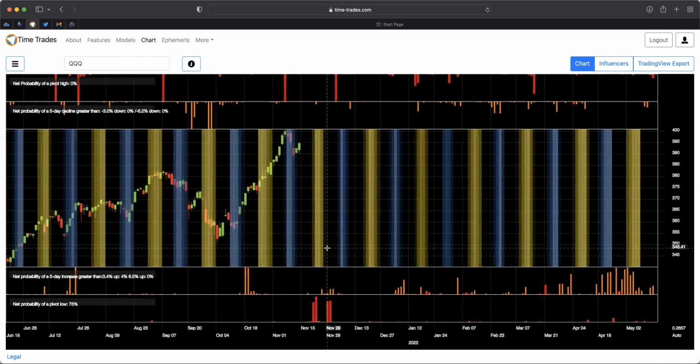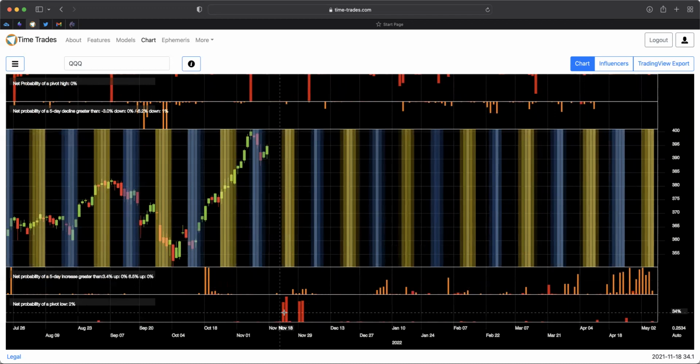Now, one of the highlights is this big cluster of forecast pivot highs for this Friday, November 19th, and also the following Monday, November 22nd. These have been there for a while now, and have been pretty stable. Right now they're 72% probability and 92% probability. So very high probability of a pivot high coming up.